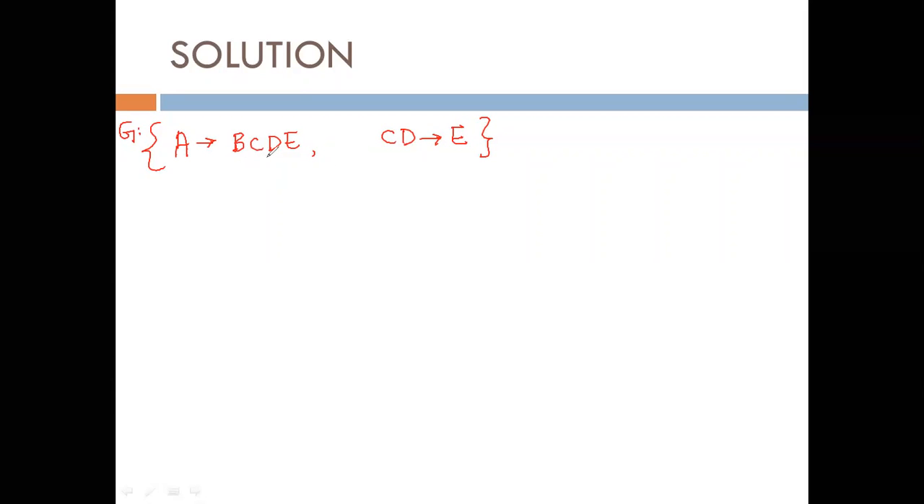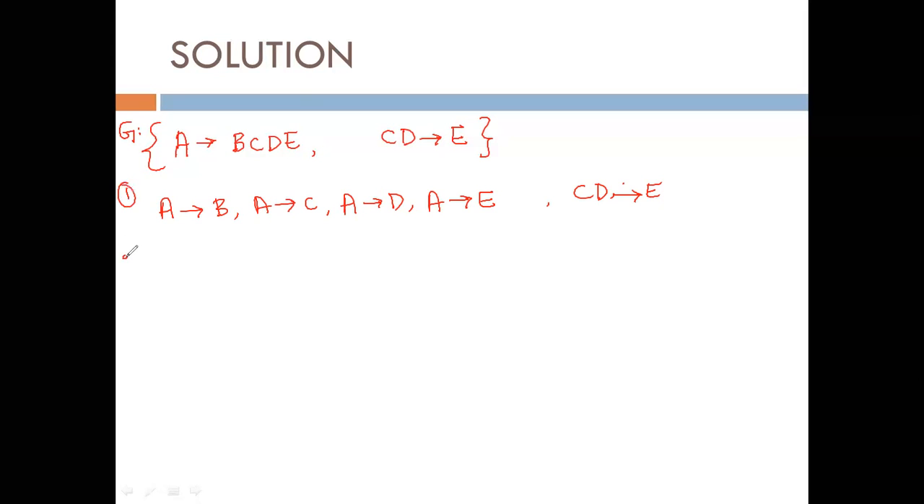In the first step, we will bring the right side to canonical form. So now we will have A determining B, A determining C, A determining D, and A determining E. Another one, CDE as it is, we will write CD determining E. So now the right side has only one attribute, and that is step 1.